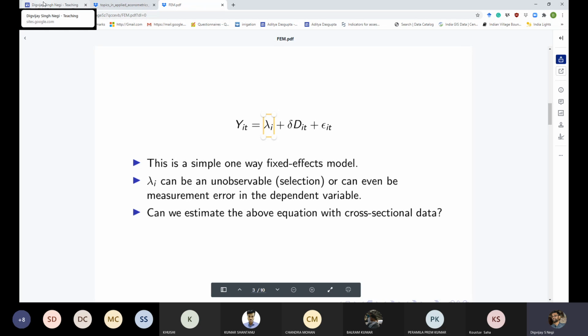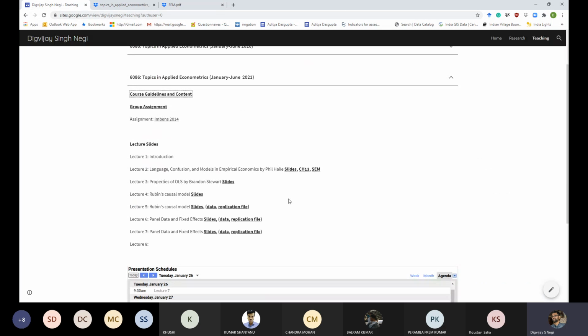Another thing I wanted to tell you was that I have uploaded the data. Whenever I present any real life example in the class, I will upload all the relevant data sets and the replication files for that example.